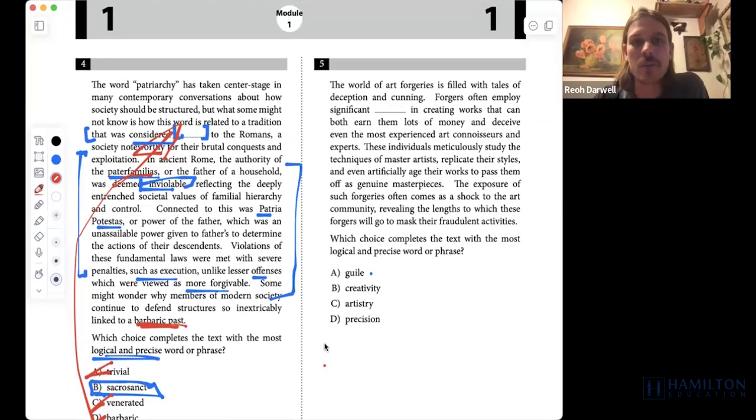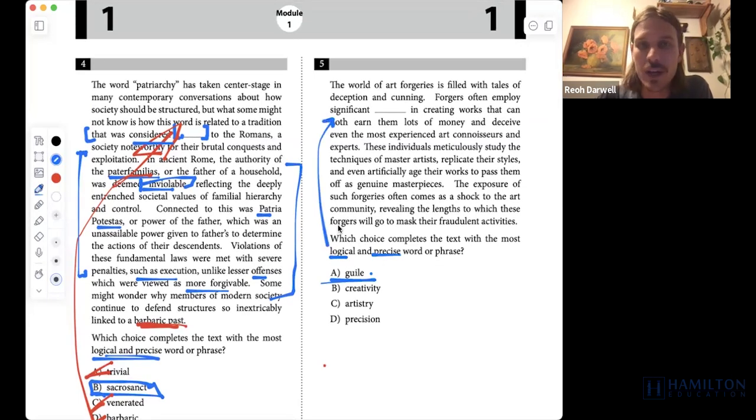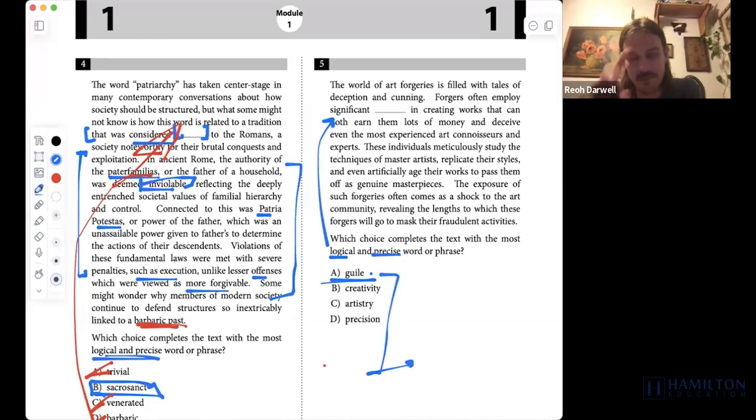So question 5, I'm sure a lot of people are frustrated with, but I think this is one of the most important questions we'll see on this test in terms of the vocab. A is certainly the best answer choice here, which is what the SAT asks. They ask for the most logical and precise word or phrase. They don't ask for something that fits, but for something that is most logical and precise. So what does guile mean? It's likely that you don't know what it means if you're missing this question.